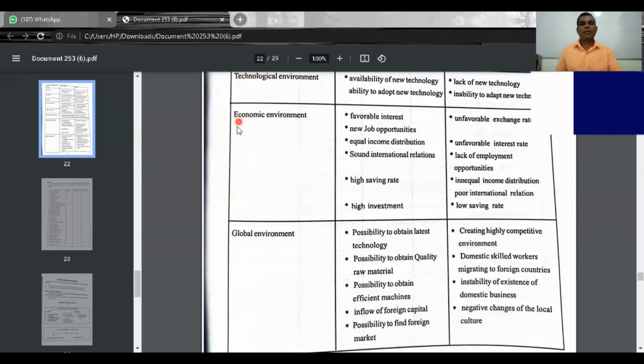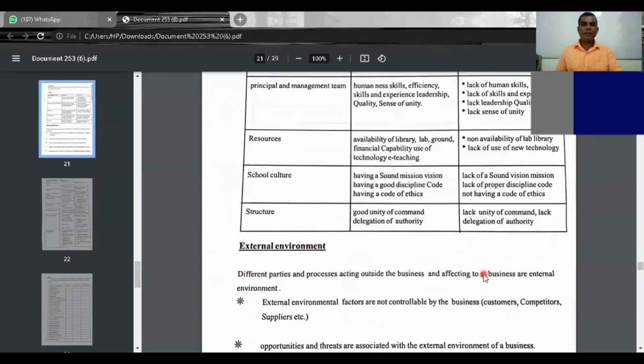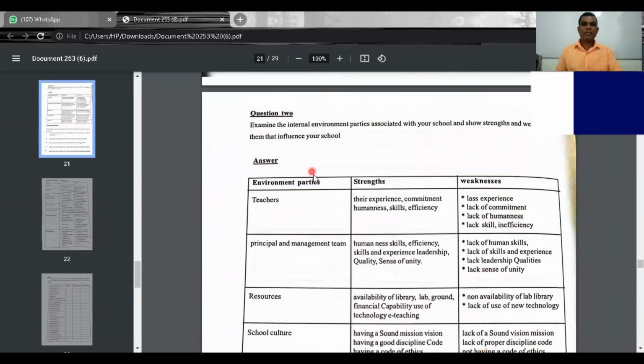Just keep it in mind that we have to pay attention to the global environment, the positive impact as well as the negative impact of globalization. Right. Here, once again, you look at that. I'm just practicing the school guidebook as well as the study guidebook so that you can understand.